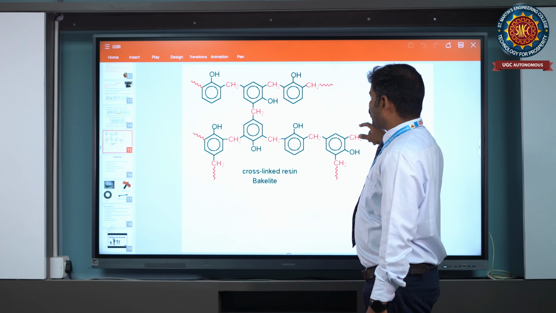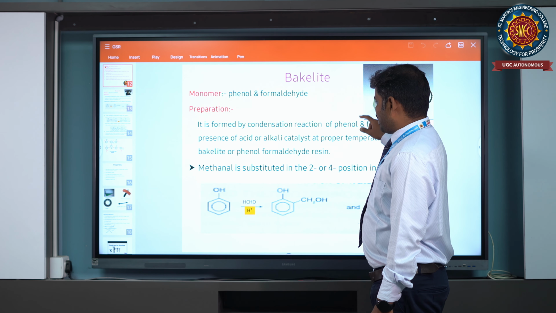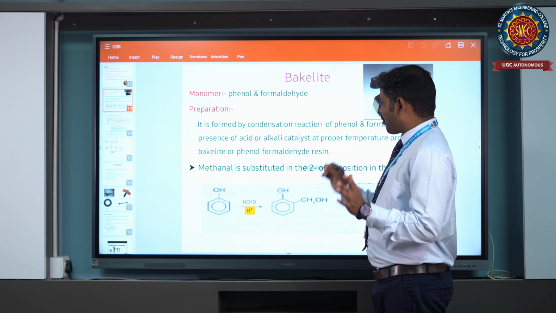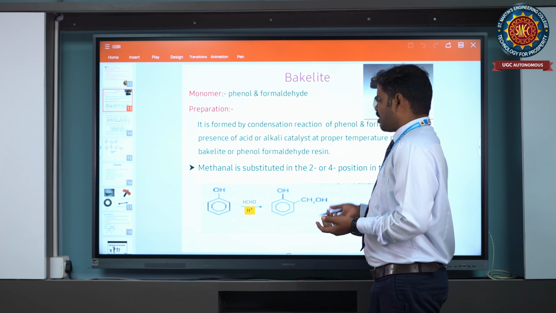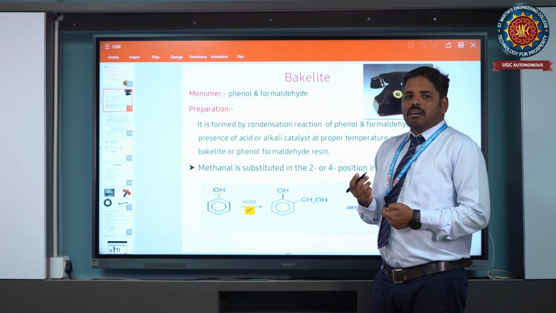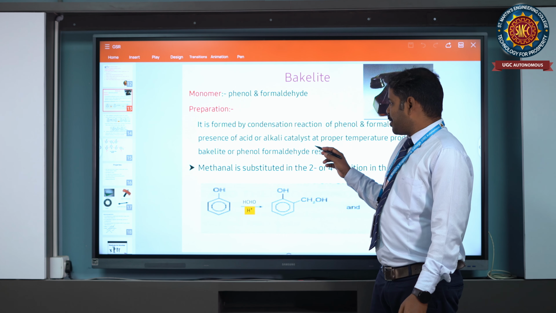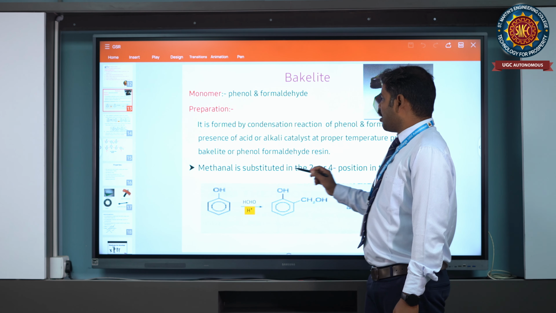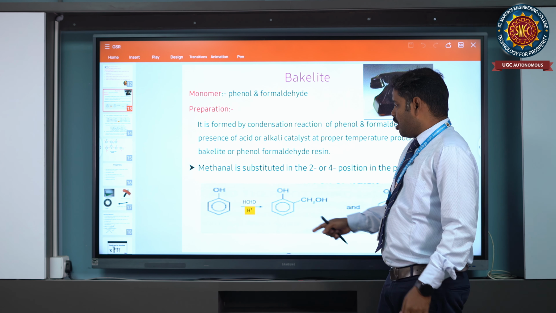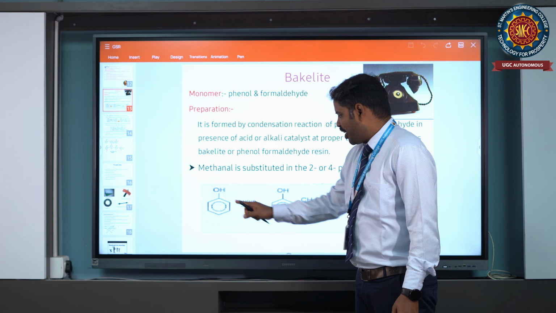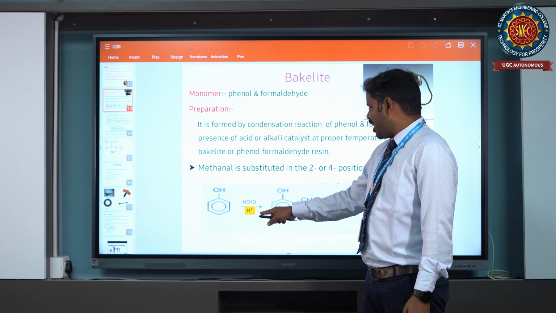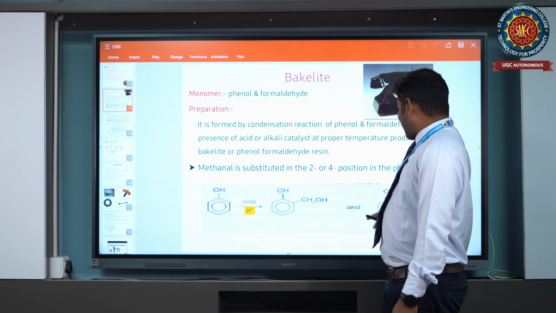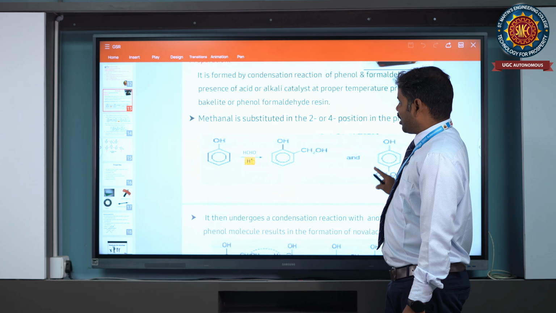This is the one thing we have to keep in mind. Synthesis of Bakelite: it is formed by condensation reactions of phenol and formaldehyde in the presence of an acid or alkali catalyst. Phenol has an OH group. It reacts under alkaline catalyst conditions at proper temperature to produce Bakelite, or phenol formaldehyde resins. Here, C6H5OH is called phenol, with formaldehyde. The active ions produced by the catalyst, acetic acid, give the second position methylol phenol and the fourth position methylol phenol.